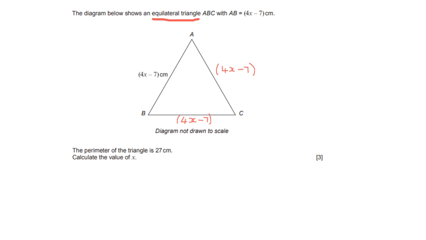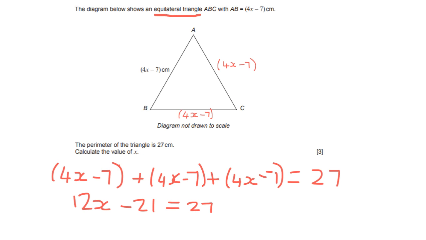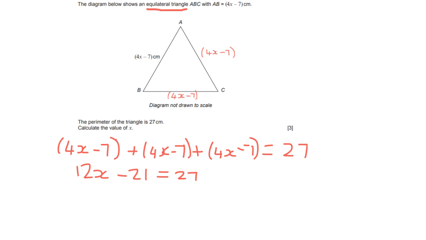So I know the perimeter of the triangle is 27 centimetres. So I've got 4x - 7, add 4x - 7, add 4x - 7, and that equals 27. So collect my like terms. So I've got 12x - 21 equals 27. I've now got a two-step equation that I can solve.